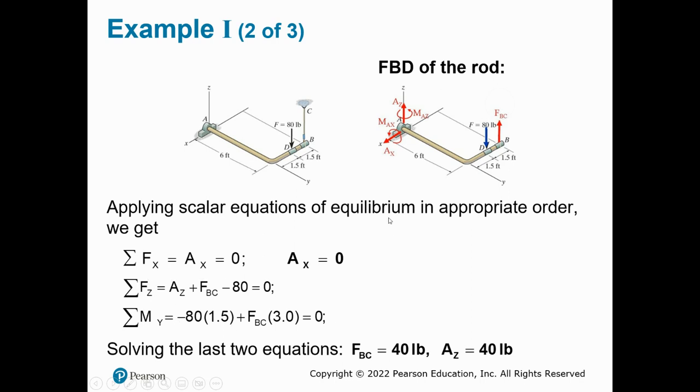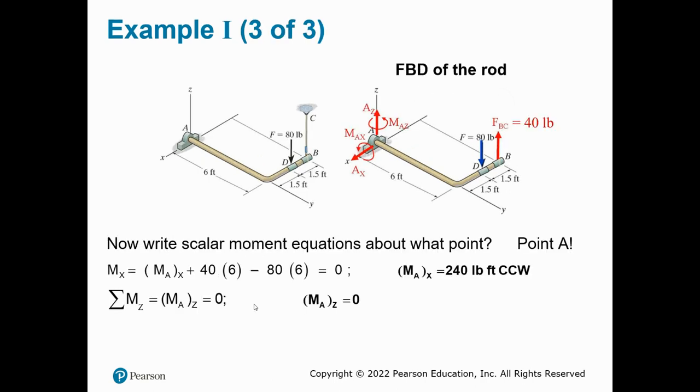And we're going to do our moment about the y-axis. About the y-axis, the only two forces generating moment will be this 80 pounds times the distance, which will be 1.5 feet, and then there's also the FBC. The moment arm will be 1.5 plus 1.5 feet together, 3 feet. So that's my moment equation about the y-axis. Solving the last two equations here, we get FBC and AZ as well.